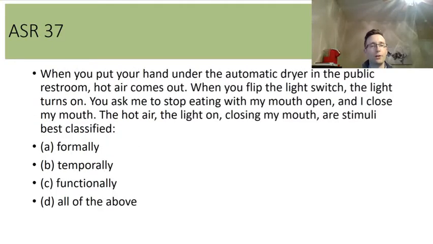ASR 37. When you put your hand under the automatic dryer in the public restroom, hot air comes out. When you flip the light switch, the light turns on. You ask me to stop eating with my mouth open, and I close my mouth. The hot air, the light on, the closing my mouth are stimuli best classified as A, formally, B, temporally, C, functionally, or D, all of the above. Give you a few more seconds. I'll close the poll. And the answer here is B, temporally. Temporally is best because they all occur before the response and they have different effects on behavior.